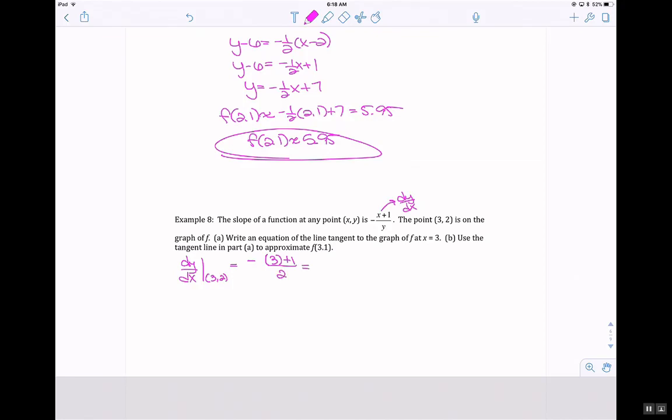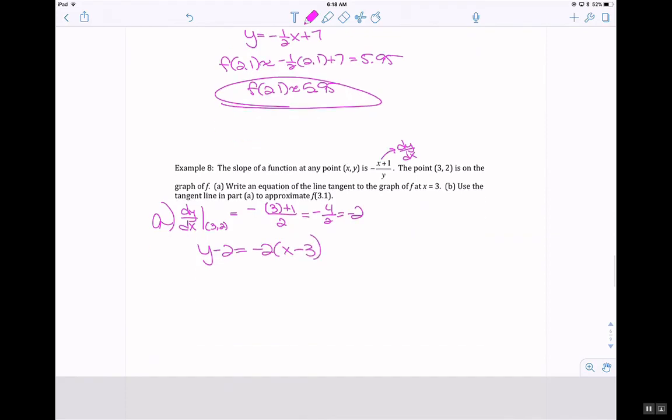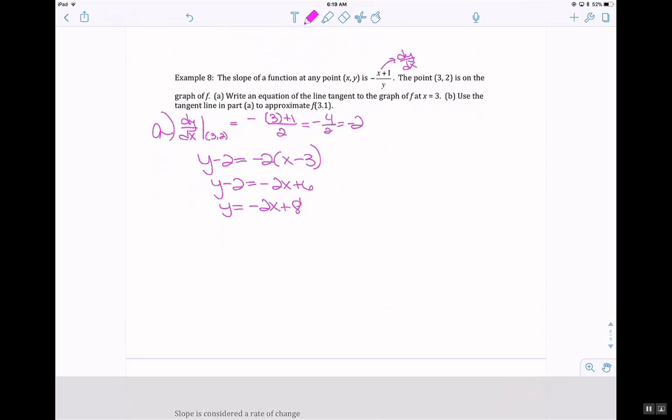Negative 3 plus 1 divided by 2, so I get negative 4 over 2, which is negative 2. Write the equation of the tangent line. So y minus 2 is equal to negative 2 times (x minus 3), y minus 2 is equal to negative 2x plus 6, y equals negative 2x plus 8.